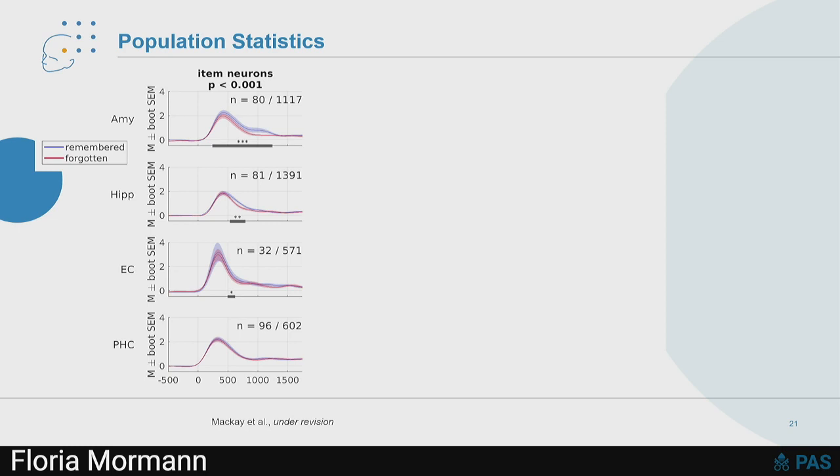Anyway, we find that their firing rate during encoding allows us to predict whether there was successful memory formation or not, right? So the blue are the successfully remembered ones, the red are the forgotten ones, and we see that it is the activity of the item neurons that allows us to predict whether successful memory will be formed in the three regions, amygdala, hippocampus, and entorhinal cortex, but not in parahippocampal cortex.